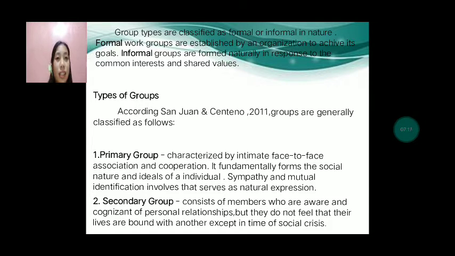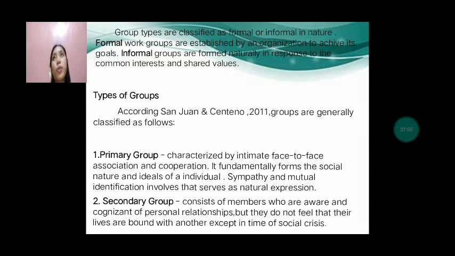So there are two, according to San Juan Centeno, groups are generally classified as follows: primary group and secondary group. Primary groups are the groups that are characterized by intimate face-to-face association and cooperation. It fundamentally forms the social nature and ideals of an individual. Sympathy and mutual identification involves that serves as natural expression.